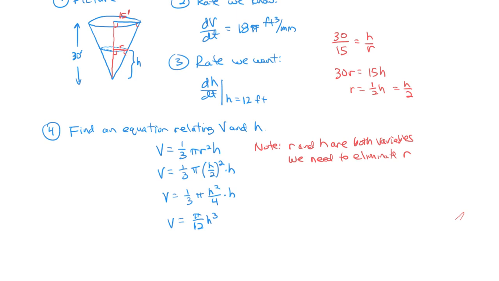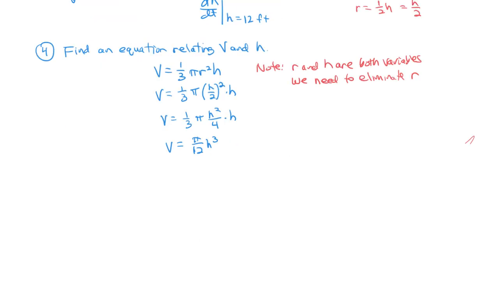So we've got a volume formula here, but we've got a better one here because this one only has two variables, V and h, and that's what we want. We want an equation relating V and h. We don't want extra variables in here. And in this case, we were able to clean it up because of the geometry of our situation. So now we've got what we want, an equation relating V and h.